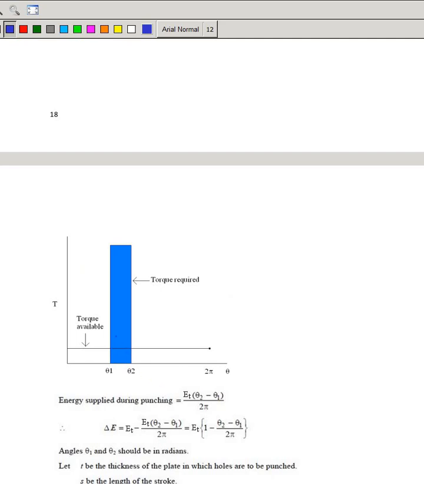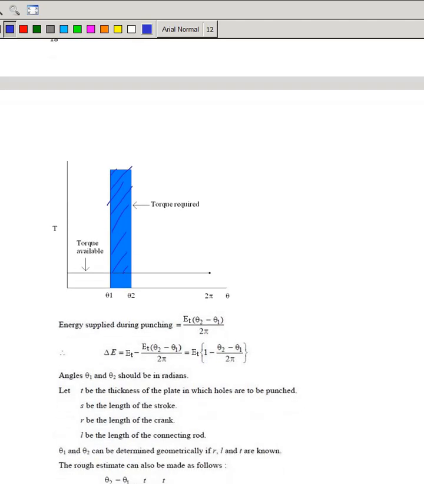So the fluctuation of energy is actually this much. The energy supplied during this whole thing is Et. So Et by 2 pi into theta 2 minus theta 1 is this blue portion. If this whole energy is spent during punching, this is also Et, and the fluctuation is Et minus this portion. So the shaded portion is the fluctuation, and that is this.